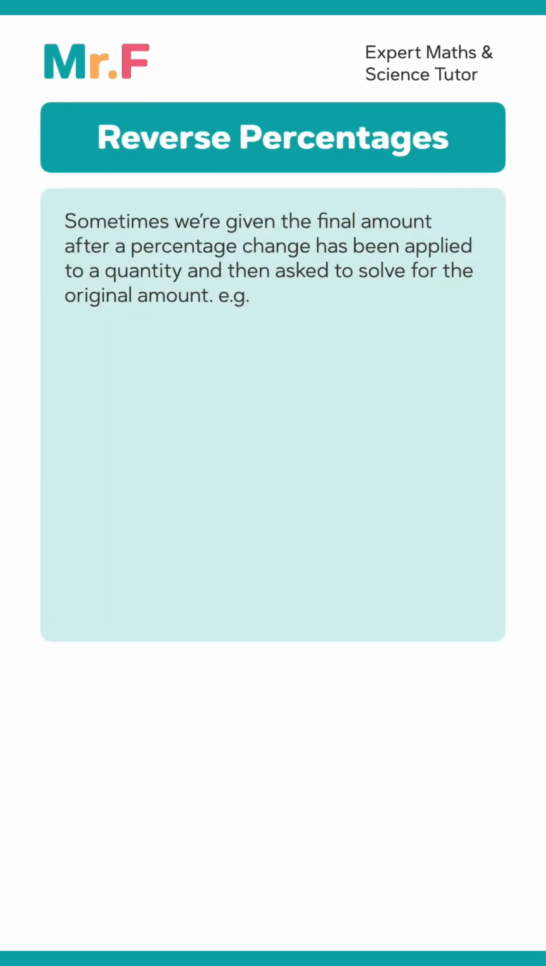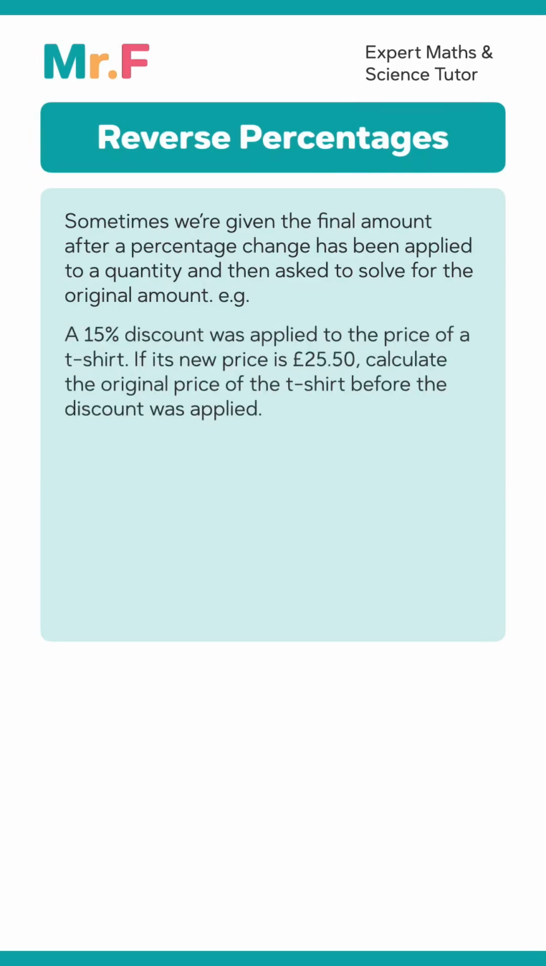works in reverse. Okay, so now sometimes we'll give you the final amount after a percentage change has been applied, and then ask you to solve for the original amount. So it's basically reversing the application of a percentage change.